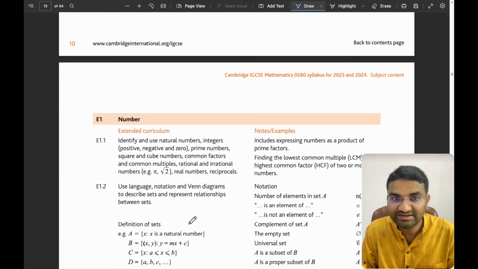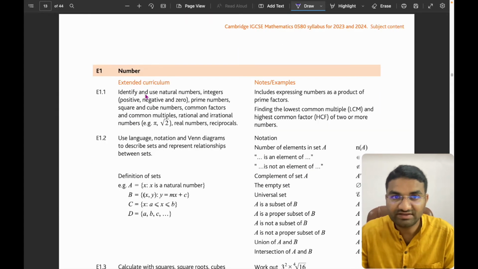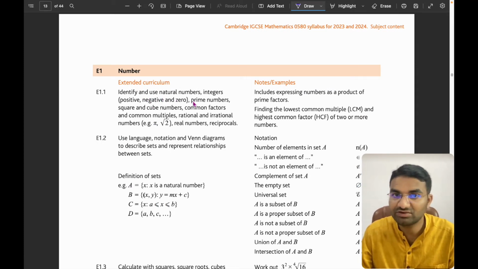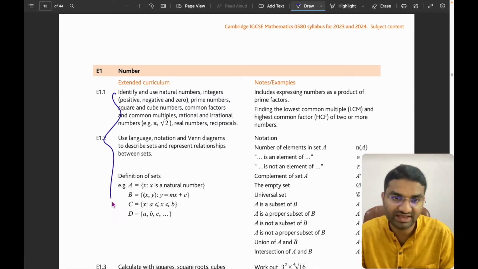Fine. Then next, for an extended student, it's again the same, with just some value added. Identification of numbers, integers, prime numbers, these are the same things.